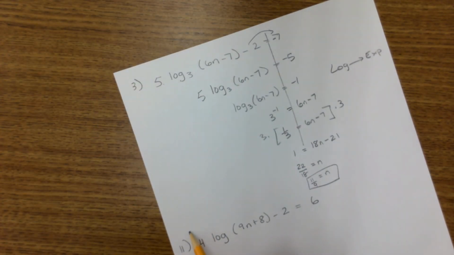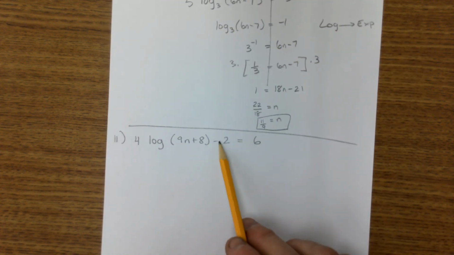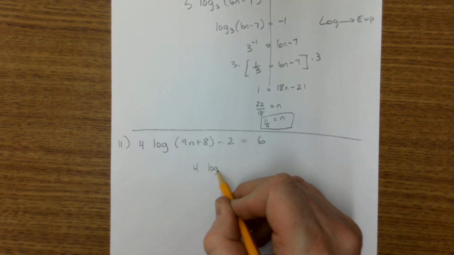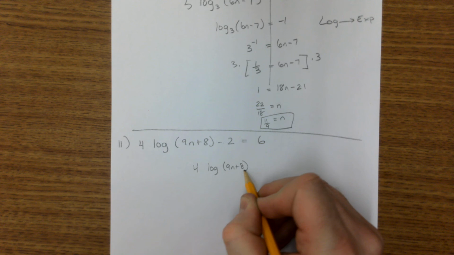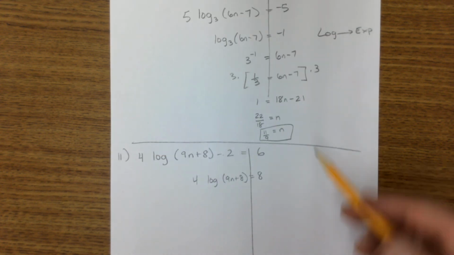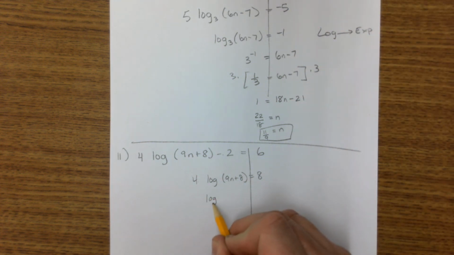All right, last problem that I want to talk about, number 11. Same problem, nothing new. Add this over here. Let's see here, what is that? 4 log of 9n plus 8. Try and keep your lines real nice and neat. It's easier to avoid mistakes if your work is neat. Divide this over here.